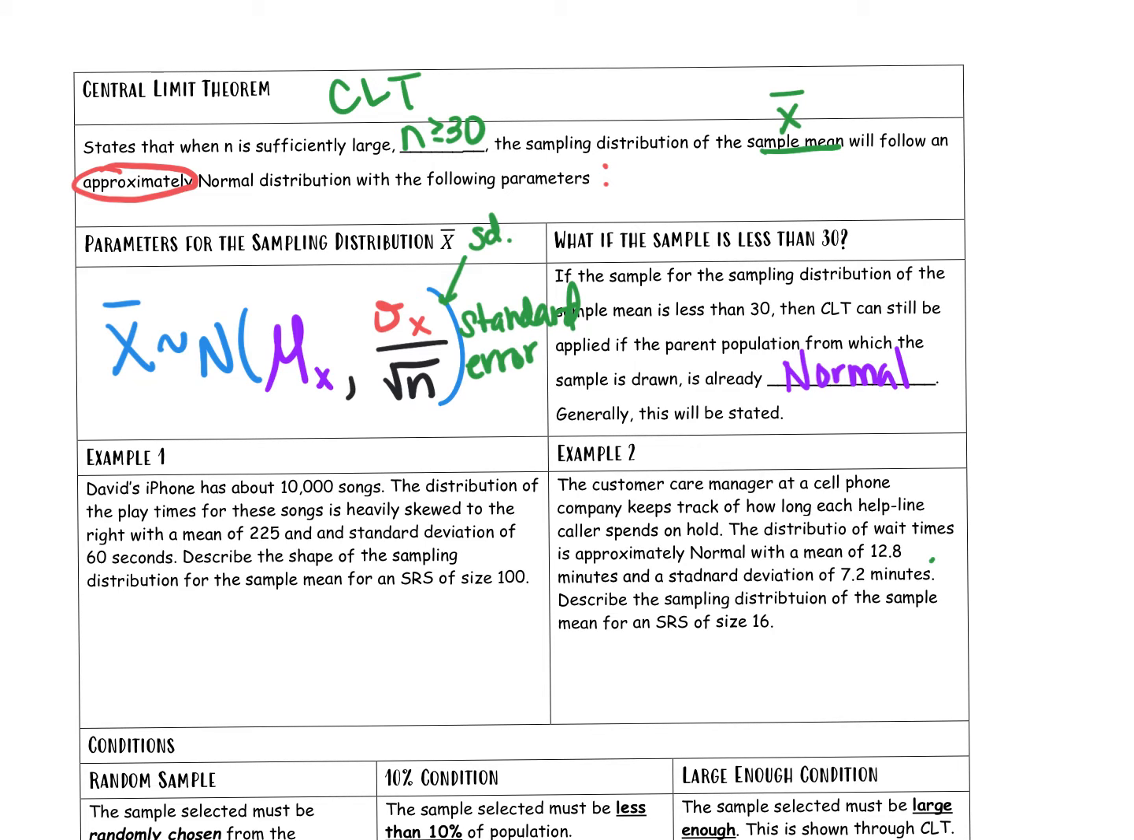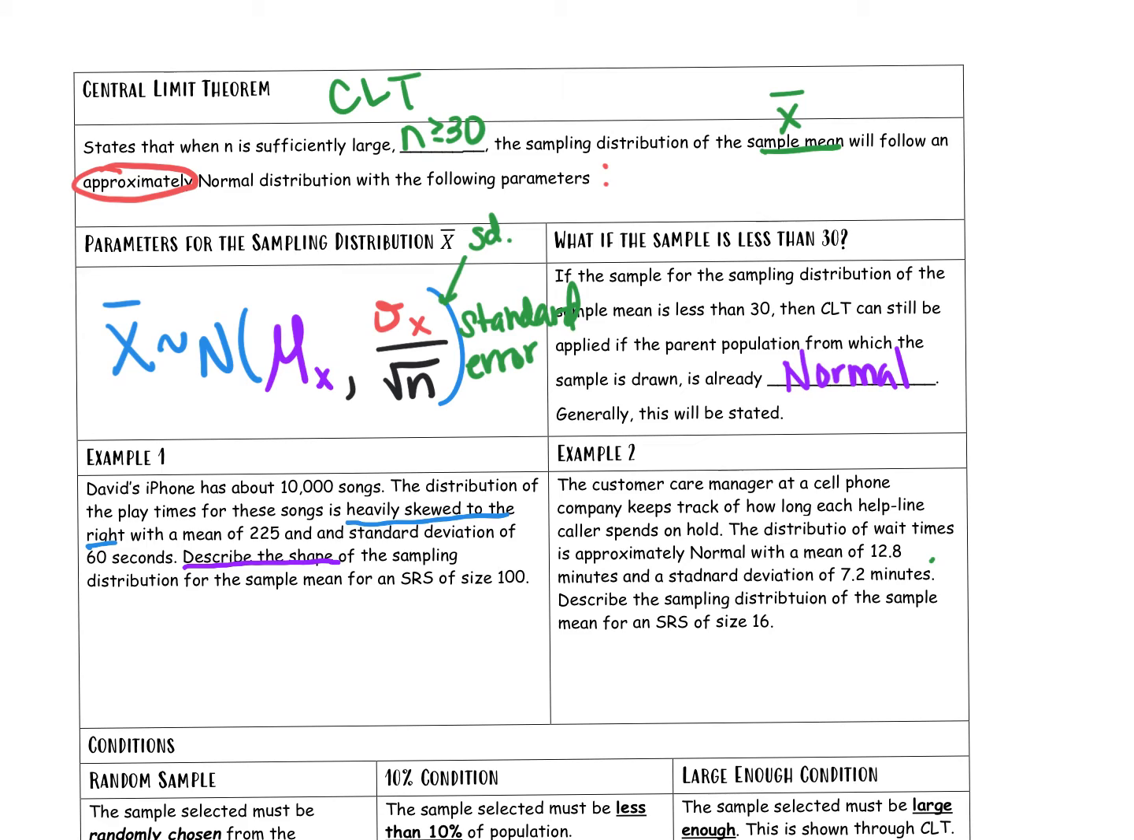So example 1 says, David's iPhone has about 10,000 songs. The distribution of the play times for these songs is heavily skewed to the right, with a mean of 225 and a standard deviation of 60 seconds. Describe the shape of the sampling distribution for the sample mean for an SRS of size 100. When it talks about describing the shape, this means what are the parameters of the distribution? And notice that this distribution itself already starts out, the parent population as we're going to call that, heavily skewed to the right.